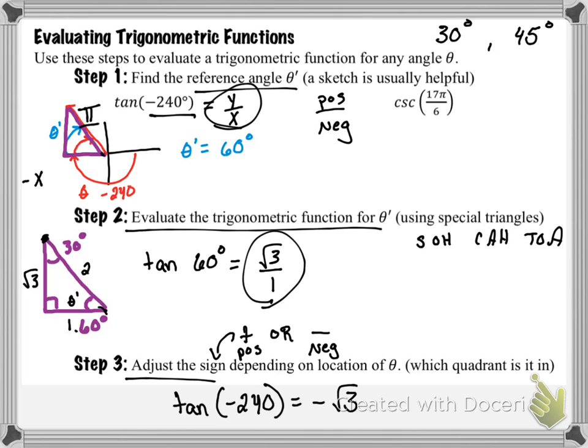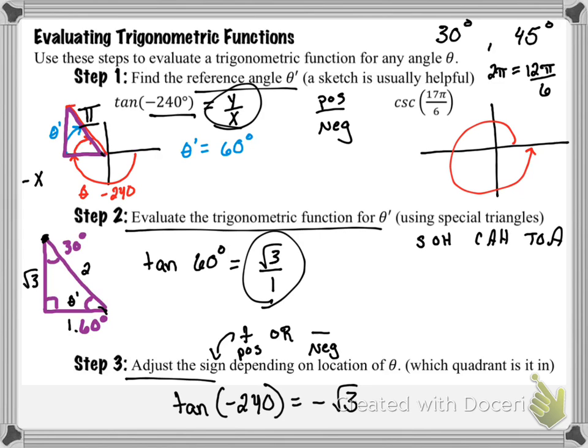All right, next one. Now we're getting into the cosecant of 17 pi over 6. First we need to find our reference angle, so I'm going to go ahead and draw a sketch. We know a full rotation all the way around is 2 pi, which in terms of a denominator of 6, we multiply by 6 and 6, would be 12 pi over 6. So all the way around is 12 pi over 6.